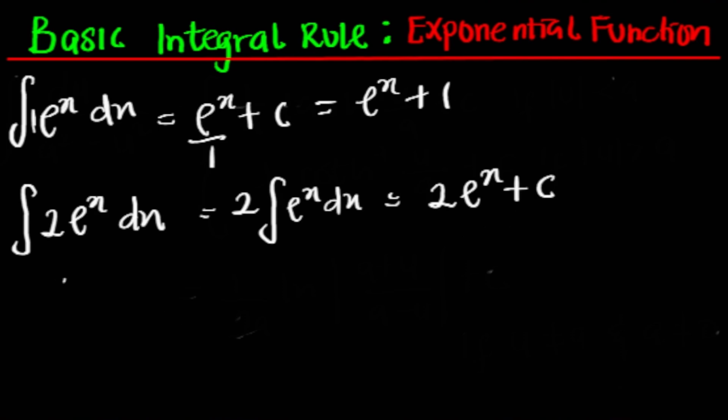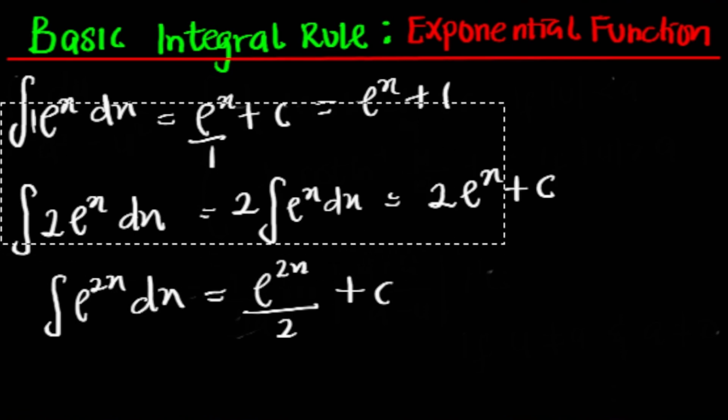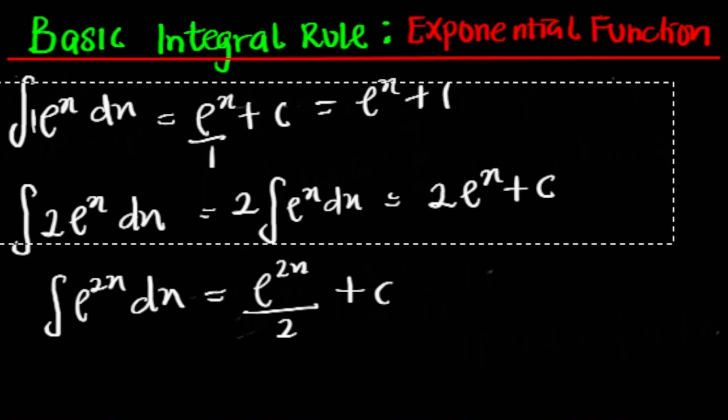So if you are integrating exponential 2x dx, this should give you exponential 2x over 2, then plus c. And I'm going to show you the reason why this is the answer. So let's just take a look at it.